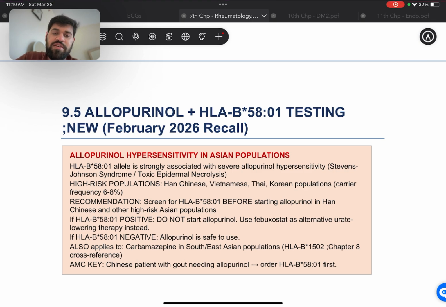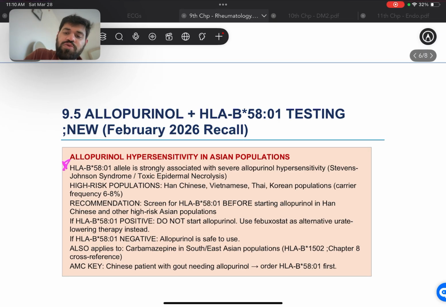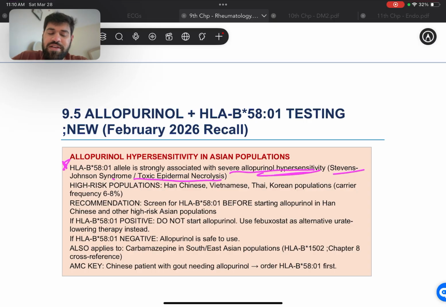It was mentioned in the February recalls that this particular allele is strongly associated with severe allopurinol hypersensitivity, which is SJS and TEN, toxic epidermal necrolysis, a severe reaction. The high-risk populations are Han Chinese, Vietnamese, Thai, and Korean, as the carrier frequency for them is 6 to 8%. Then we screen these populations specifically for HLA-B*58:01 before we start allopurinol in Han Chinese and other high-risk Asian populations. If it's positive, we do not start.